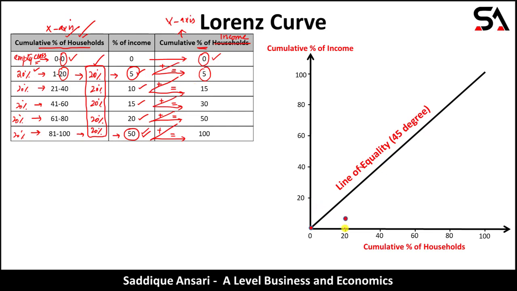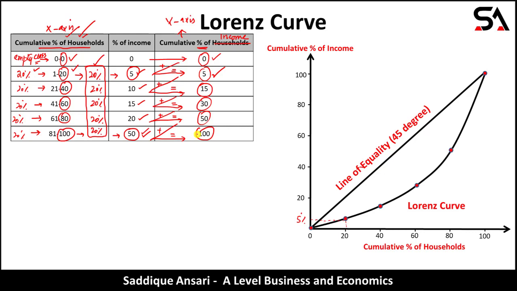See, this second point is cumulative percentage of households 20, which is the upper class limit of the cumulative percentage of households, and on the y-axis we have taken the 5% value, which is this value. The next point will be plotted by taking 40 and 15. So 40 and 15 will be this point. The next point will be 60 and 30. The next point will be 80 and 50, and the next point will be 100 with 100. Now by joining all these points, we'll get the Lorenz curve.